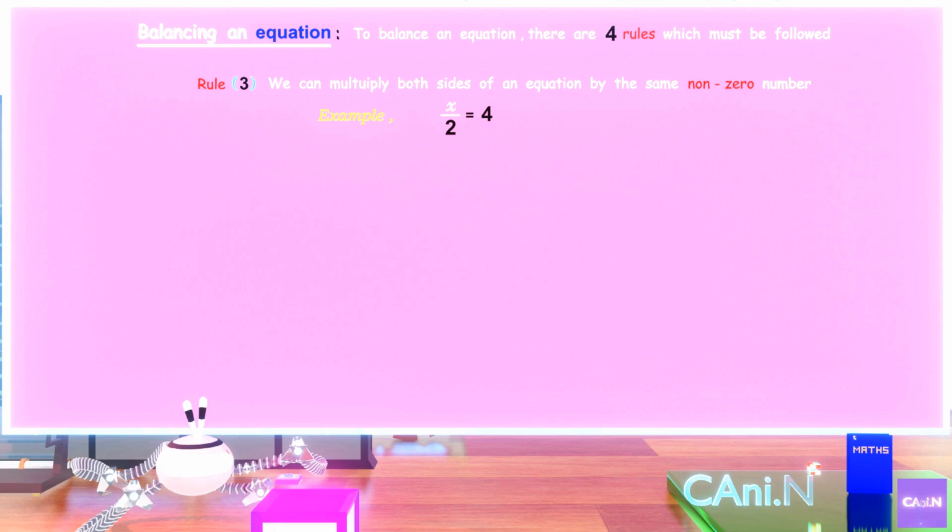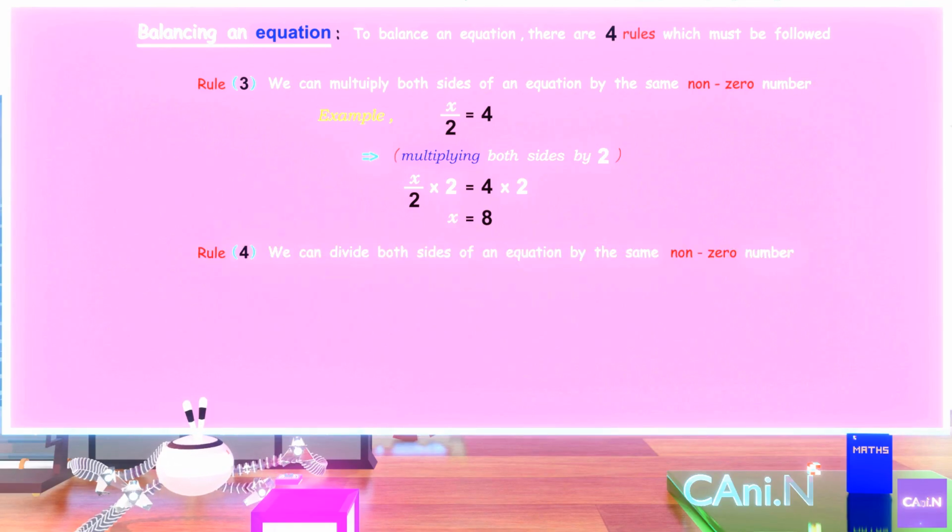Rule 3, we can multiply both sides of an equation by the same non-zero number. Example, x by 2 equals 4. Now, if we multiply both sides by 2, we can easily isolate x and find its value. So, x by 2 into 2 equals 4 into 2. Therefore, x equals 8.